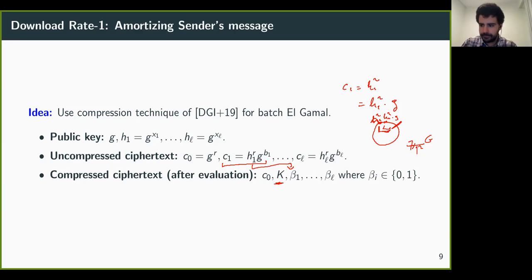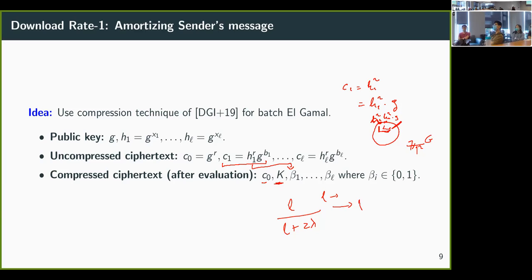All right. So it's very easy to see that the rate of this ciphertext is L over L plus 2 lambda, where lambda bits are for this group element and lambda bits for the PRF key, and this goes to 1 as L gets bigger.